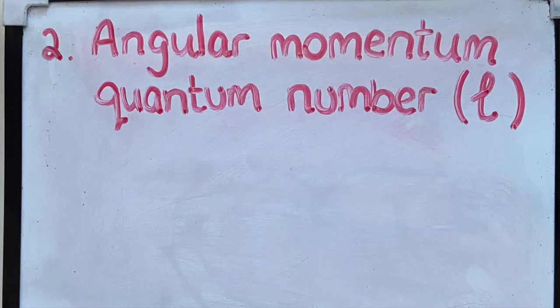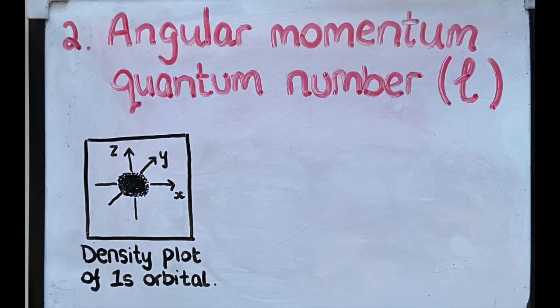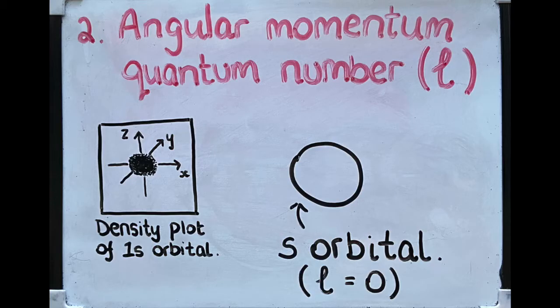The second quantum number is the angular momentum number, or L for short. This relates to where electron density is situated in 3D space, giving rise to the specific shapes of atomic orbitals. The lowest angular momentum number, L equals 0, relates to s orbitals. The electron density is restricted to a circular area, so s orbitals are spherical in shape. On paper, we represent s orbitals as a circle.